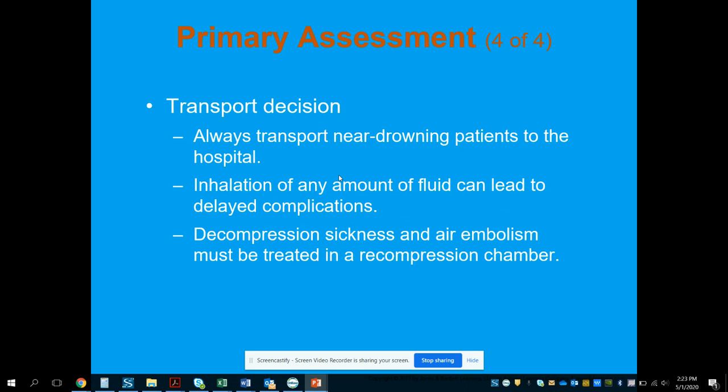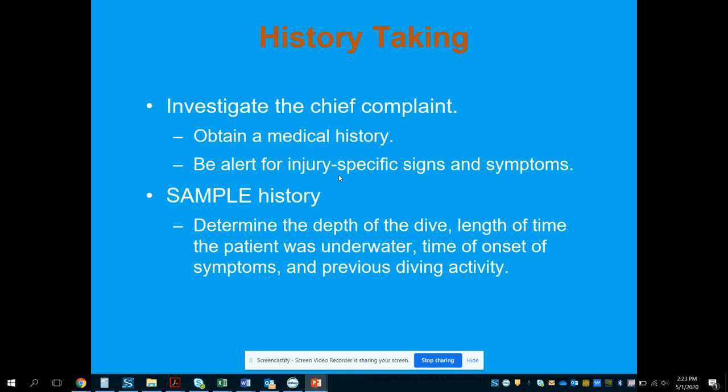Looking at your transport decision, you want to always transport near drowning patients to the hospital. And that's the difference, is that if they are resuscitated from this, then it is a near drowning. If they actually die, then that is a drowning. Also, inhalation of any amount of fluid can lead to delayed complications like aspiration pneumonia and things like that. Decompression sickness and air embolism need to be treated in that recompression hyperbaric chamber, like we said.